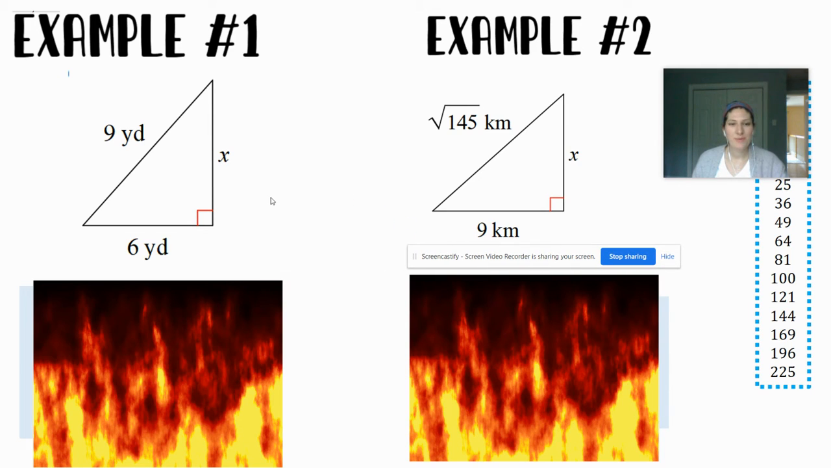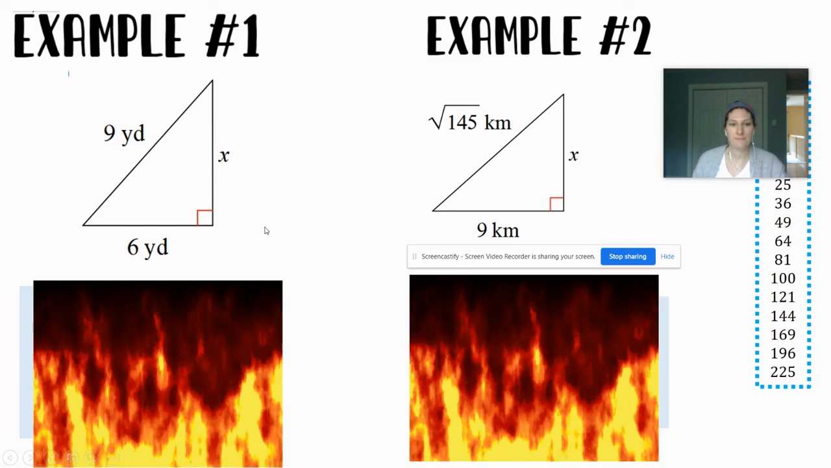Okay, so number one, the first thing I do is it's a right triangle. I'm missing a side, so I can use the Pythagorean theorem. So this right here is my hypotenuse. So I'm going to set up my equation as x squared plus 6 squared equals that hypotenuse, which is 9 squared.